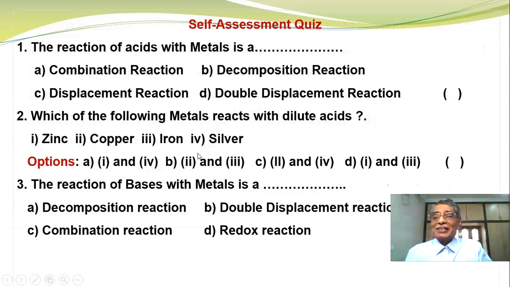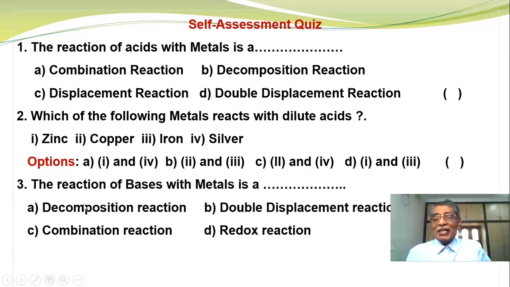Self-assessment quiz. The reaction of acids with metals is a dash. Options: combination reaction, decomposition reaction, displacement reaction, double displacement reaction. Choose the right option. Which of the following metals reacts with dilute acids? 1 zinc, 2 copper, 3 iron, 4 silver. Options: option A, 1 and 4. Option B, 2 and 3. Option C, 2 and 4. Option D, 1 and 3.